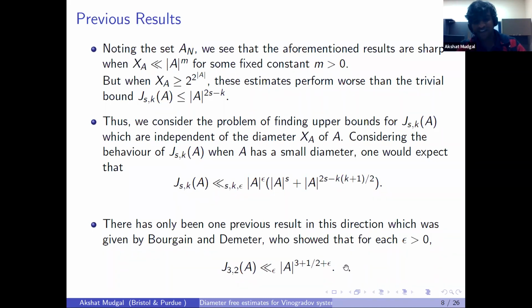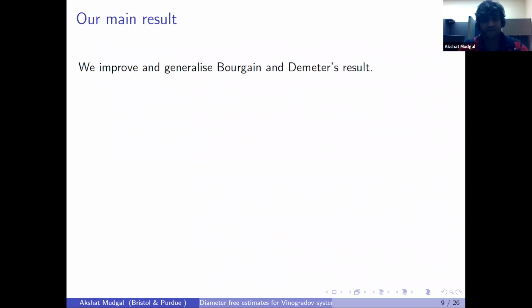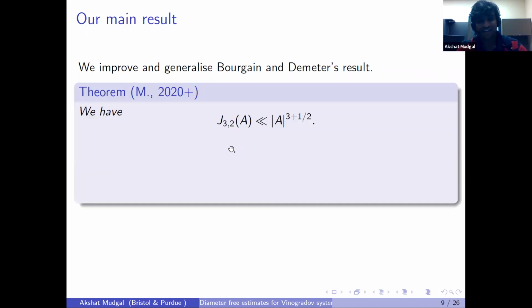One improves very slightly upon this result, and the second generalizes the result for larger values of s. So we move to the next slide where we talk about our own result. The first part of our result says that J_{3,2}(A) can really be bounded by A to the power 3 plus half. So Bourgain and Demeter had an epsilon and an epsilon here, and we could remove the epsilon, though we can see we are still very, very far from the conjectured upper bound. The conjectured upper bound would be A to the power 3 plus epsilon instead of this half.